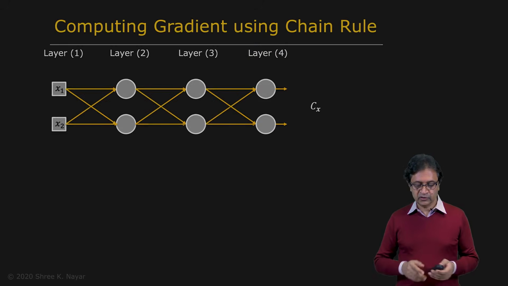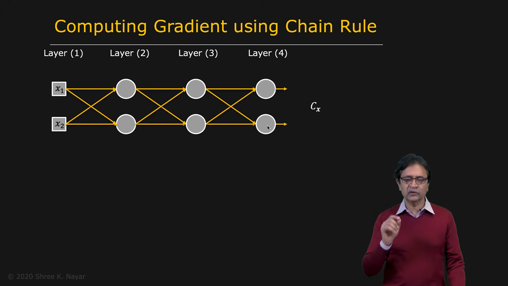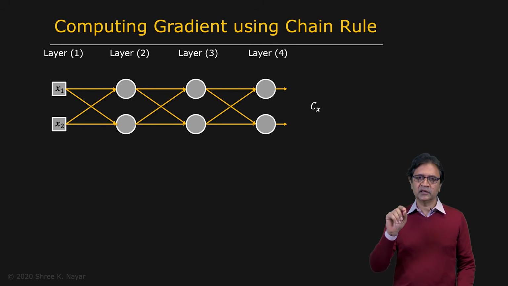I'm going to describe this using a very simple network, but bear in mind that the arguments that I make are applicable to pretty much any network. Let's say you have two inputs, x1 and x2. That's your input layer, and you have two hidden layers with two neurons in each hidden layer, and you have an output layer with two neurons as well. We are going to focus our attention initially on one neuron in the output layer, say this one.